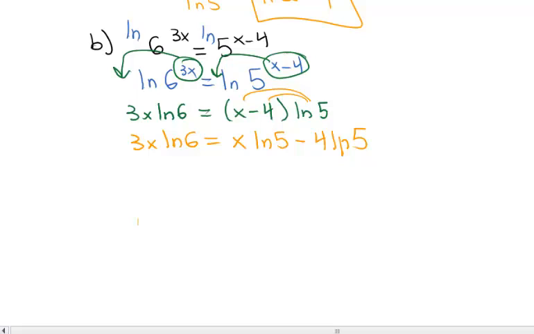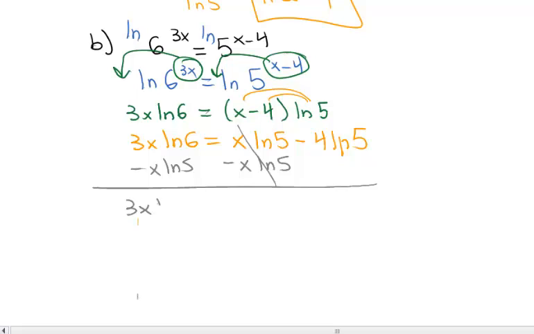Let's get all the x's on one side. We'll subtract x natural log of 5 from both sides. Now be careful, those are not like terms, so we can't really do much with them. One has a natural log of 6, the other has a natural log of 5. You cannot add those and get 11. No, that's bad. They are not like terms. So we have 3x natural log of 6 minus, well, we couldn't subtract them either. I probably should have said subtract x natural log of 5. Minus x natural log of 5 equals negative 4 natural log of 5.